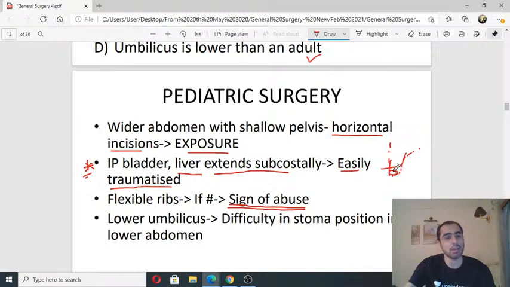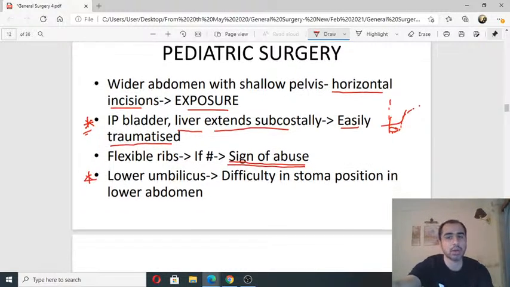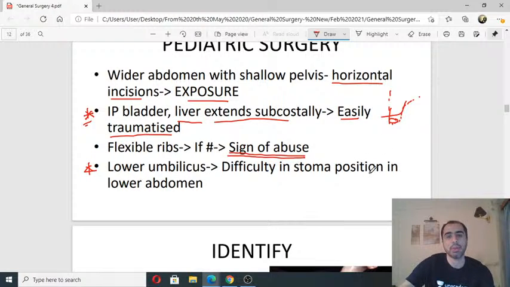In a child, about 2 to 3 centimeters of the lower border of the liver goes below the costal margin. It can be palpable. In an adult, the liver is never palpable unless it's pathologically enlarged. In a child up to 3 years of age, the liver may be palpable normally, so it is easier to get traumatized. Lower umbilicus. This I was telling you earlier. Bearing of lower umbilicus.